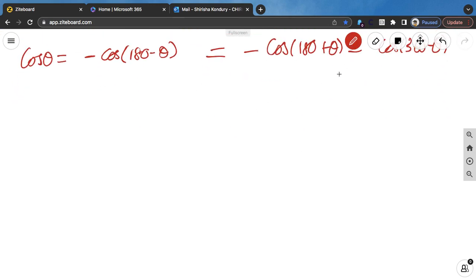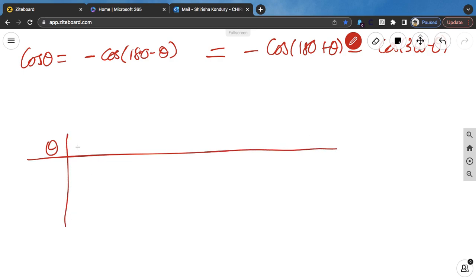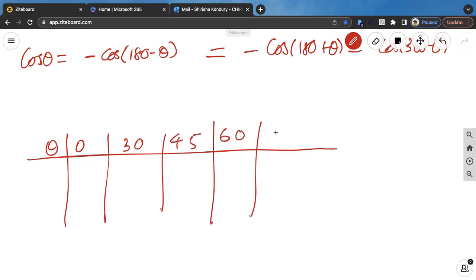So let me write again. Let me fill the table again. Theta: 0, 30, 45, 60, 90. I knew this till now.